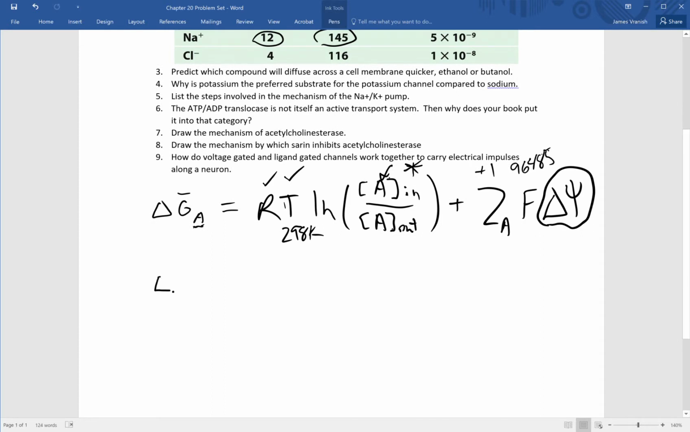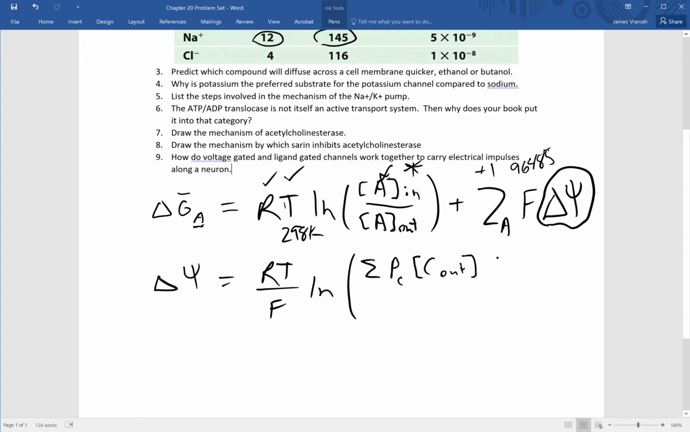All right, so we have to use a second formula for delta psi. The equation for delta psi is going to be R times T over Faraday's constant times the natural log of a pretty complicated part here. So we have sigma, which is the sum of the partition coefficients for our cations that are outside the cell.